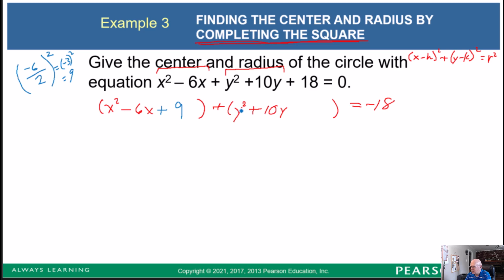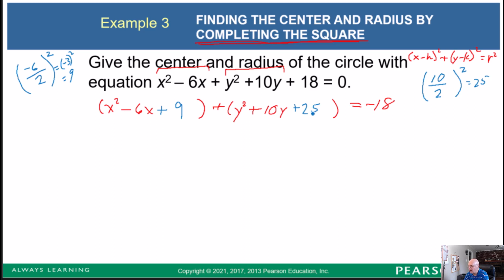Now I need to do the same thing with the y's. Again, what's the coefficient of y? The coefficient of y is 10. Do two things. Divide it by 2, square the answer. So that's 25. So over here, to complete this square, I'll add 25. That's the 10 divided by 2 and squared. That goes in here.